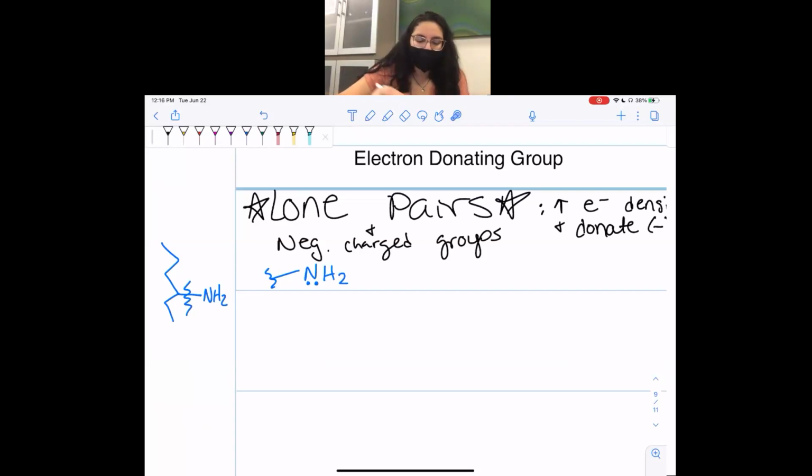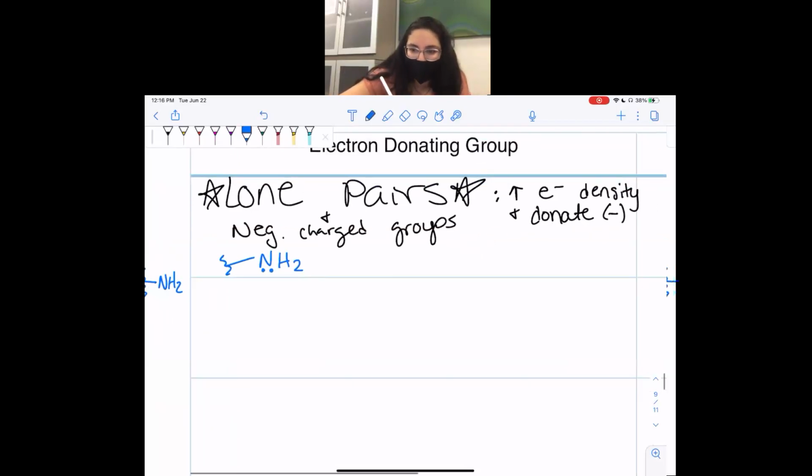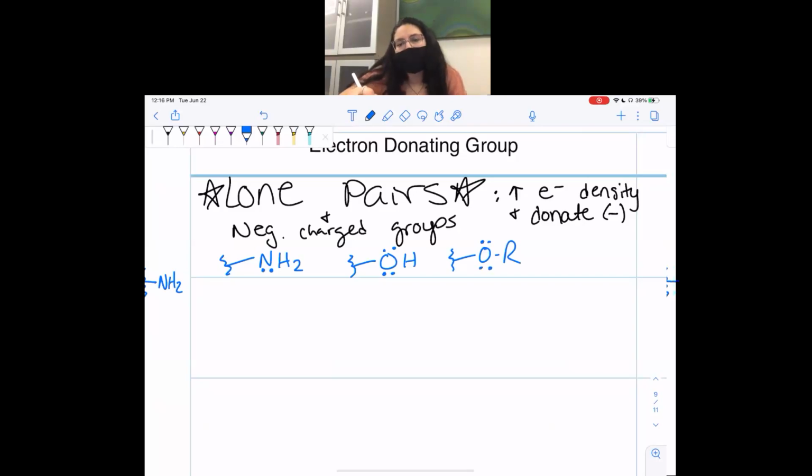All right, so another example here is OH, because it has those electrons. And again, another O group is an OR, and an R group is just any carbon chain.